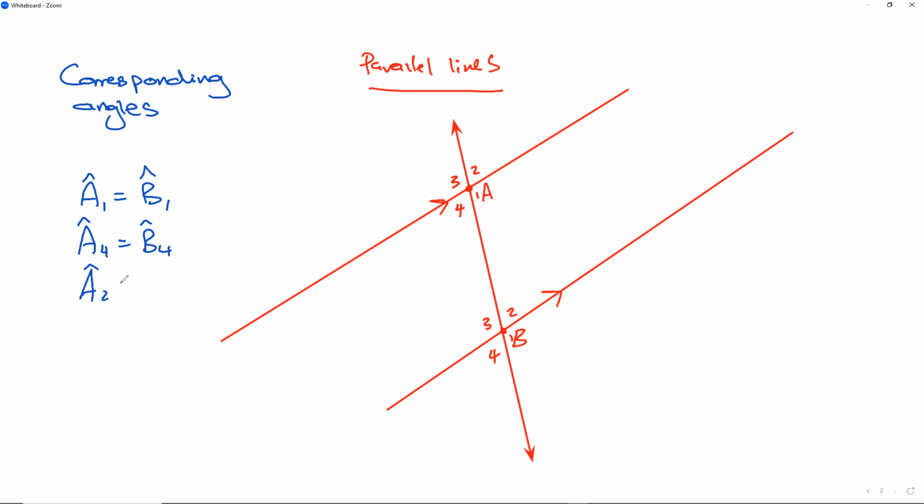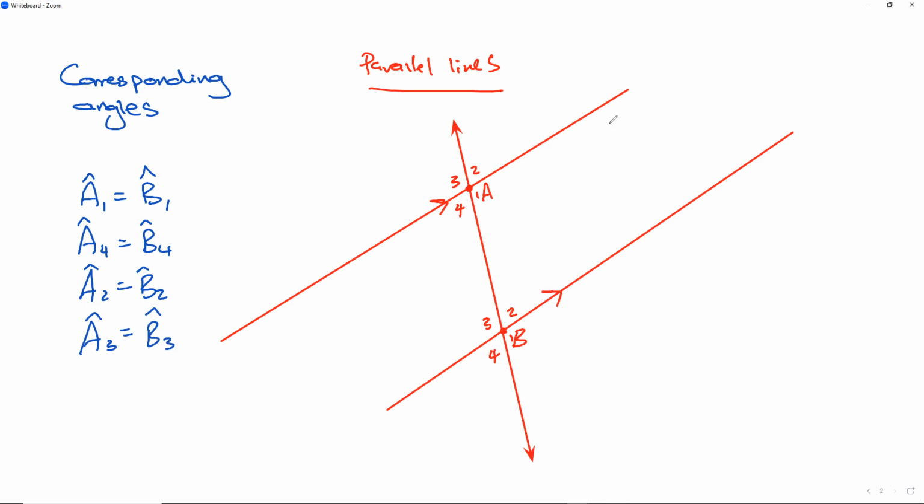Then we've got B3 and A3. A3 is equal to B3. Also corresponding angles on there. And those are all the different corresponding angles.